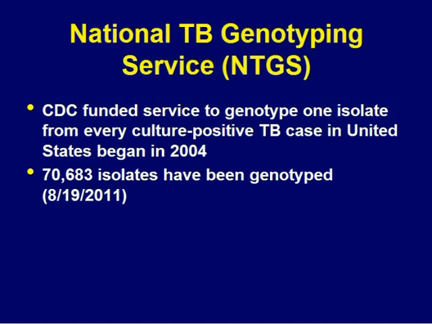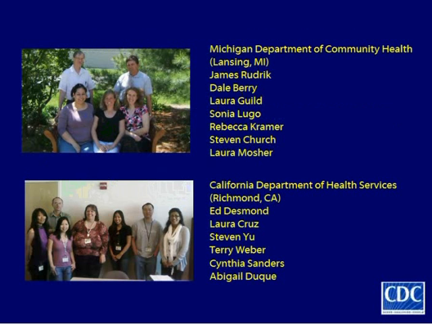The National TB Genotyping Service is funded by CDC and provides for the genotyping of one isolate from every culture-positive TB case in the United States. Since 2003, over 70,000 isolates have been genotyped. I cannot take the credit for this enormous undertaking and would like to take this opportunity to acknowledge the work done by the genotyping labs located at the Michigan Department of Community Health and the California Department of Health Services.